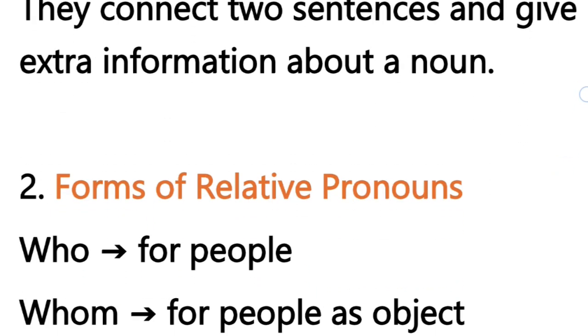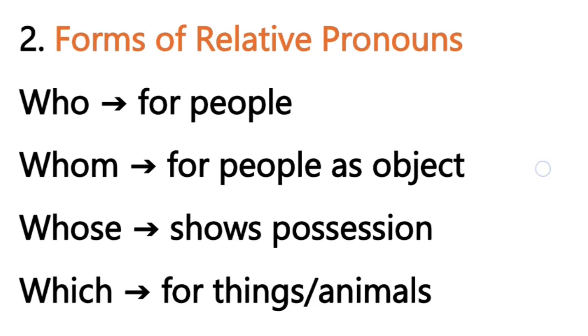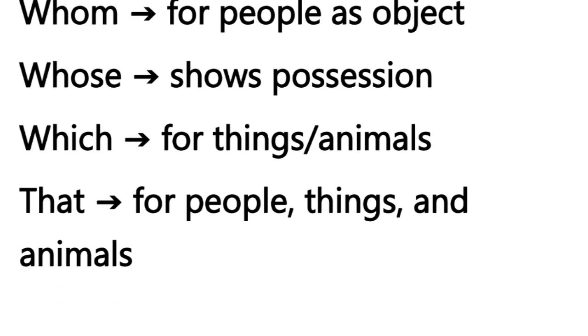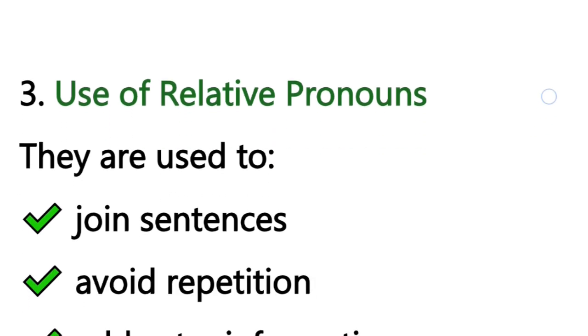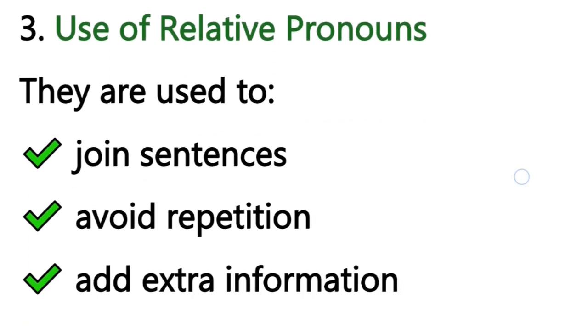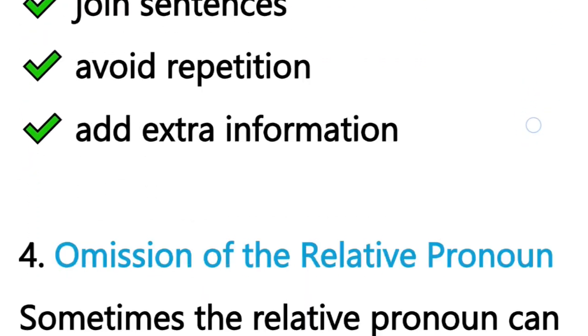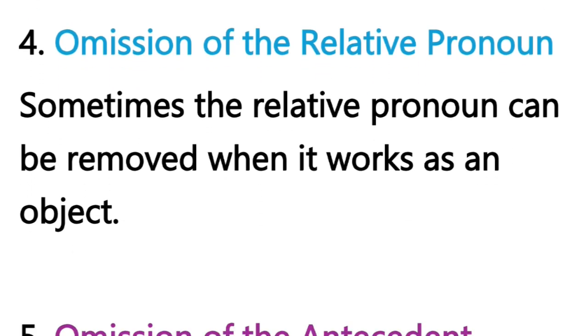Forms of relative pronouns. Who is used for people as subject. Whom is used again for people but as object. Whose shows possession, and which is used for things and animals and gives extra information. That is used for people, things and animals and gives essential information about anything. So these are the uses of these particular relative pronouns. They are used to join sentences, avoid repetition of a noun, and they add extra information as well.